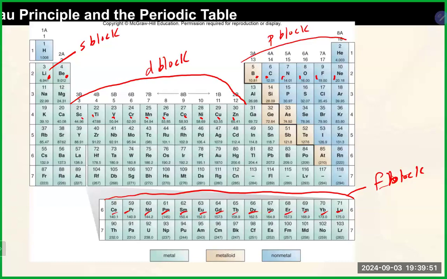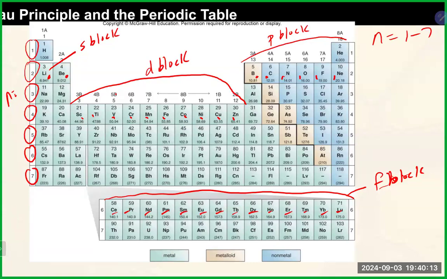You remember that our n numbers, our principal quantum numbers, go from 1 to 7, yes? There are 1, 2, 3, 4, 5, 6, and 7. Those are your n numbers, yeah? So the period numbers are actually your principal quantum number when you look on the periodic table.